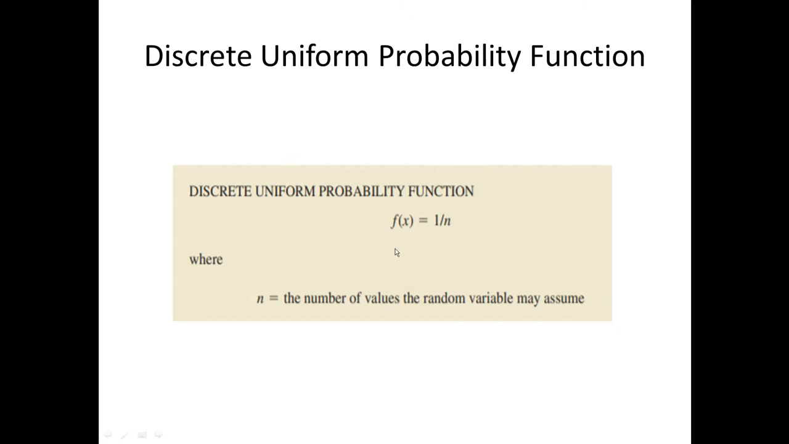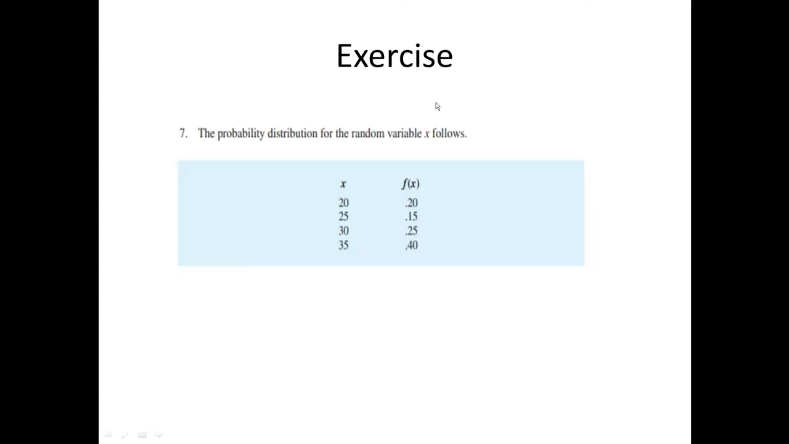If you have 2 attempts, then it's going to be 1 over 4. So the events equally share out the probability in the sample space, and that's what we call a discrete uniform probability function. We have a small exercise here. So what do you think this is?